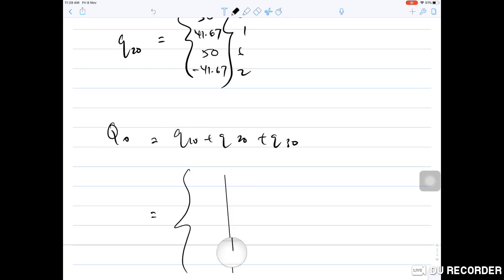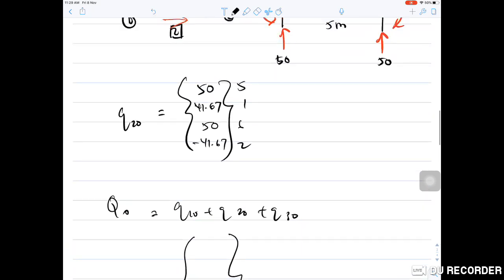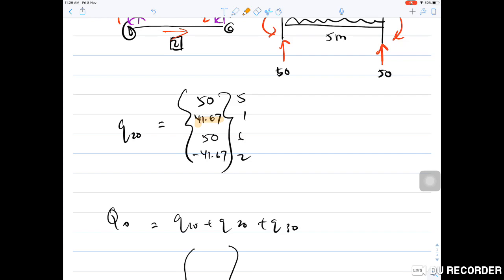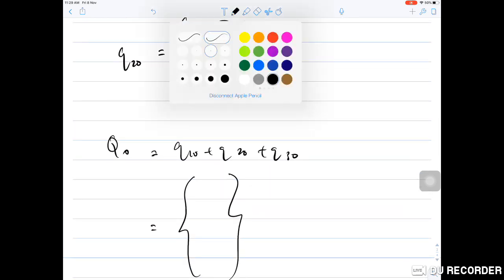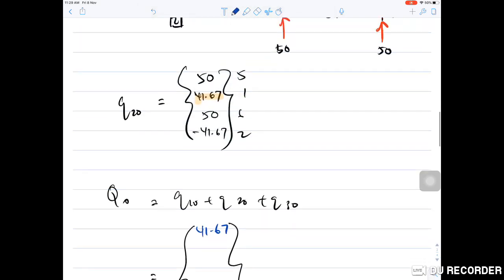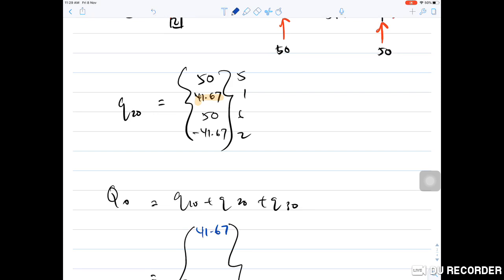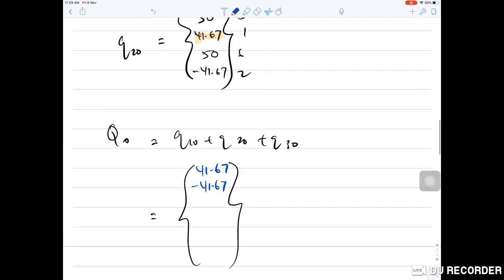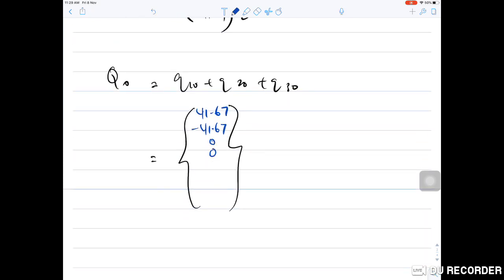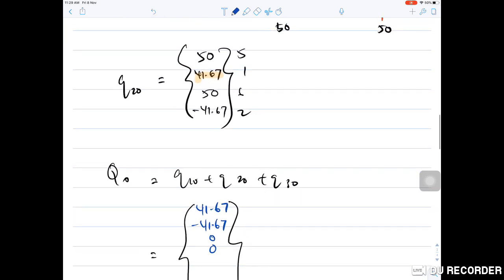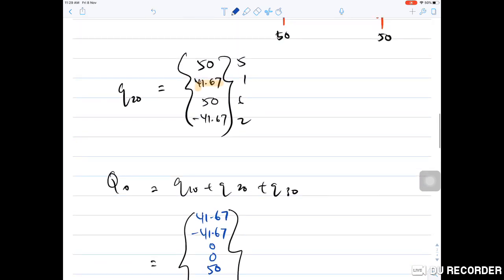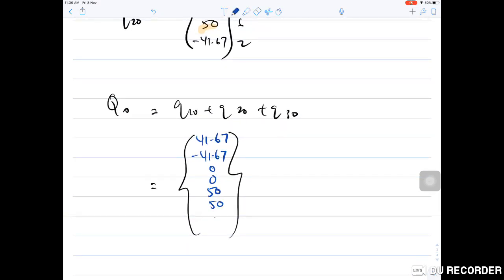Okay, 1 is 41.67. 2 is negative 41.67. 3 and 4 are 0 0. 5 is 50. 6 is also 50. 7 and 8 are 0 0.